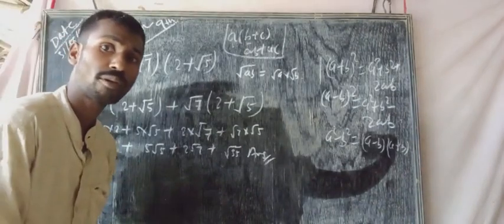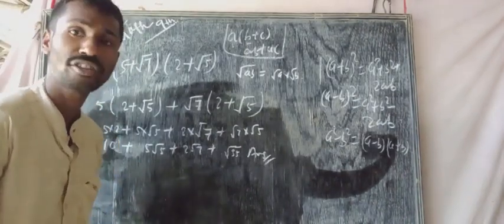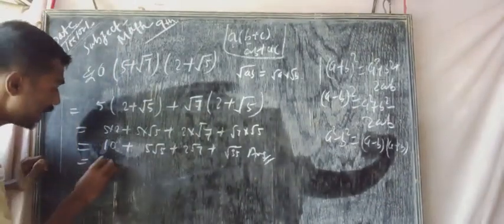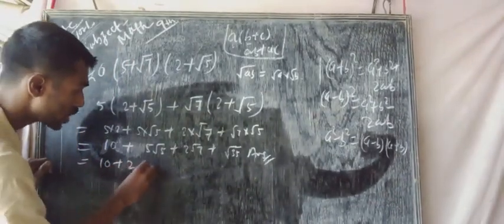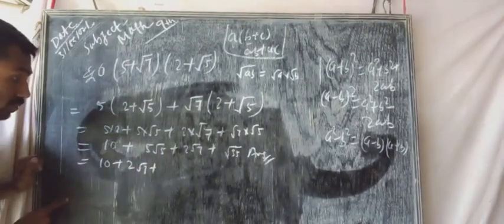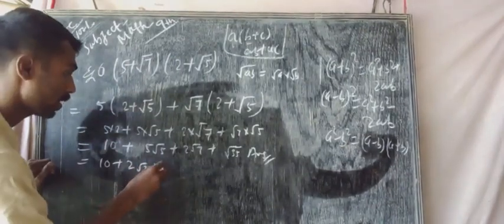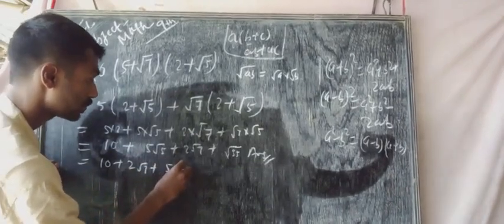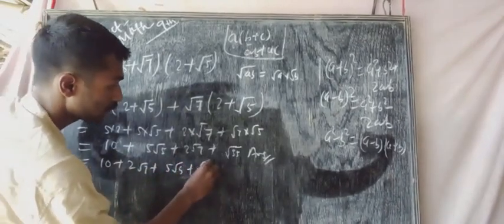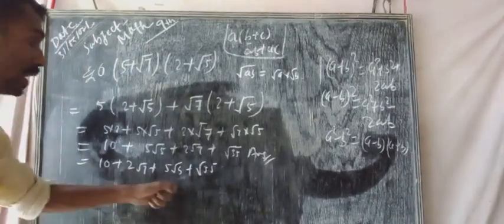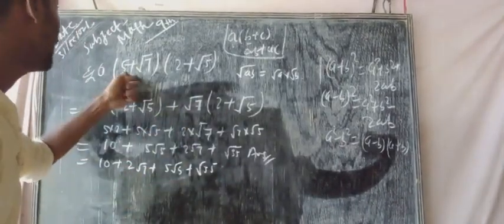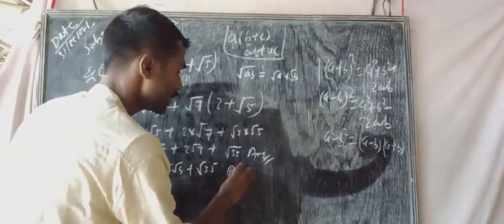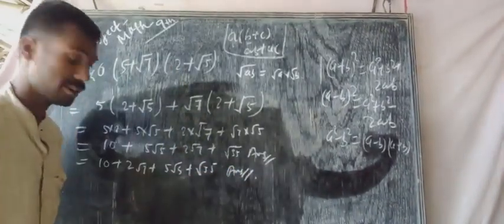If you want to simplify it further, simply we can do that. 10 plus 2 root 7 plus 5 root 5 plus root 35. You can take the common root 5, 5 plus 7, but it can't be simplified further. So finally, this is the answer.